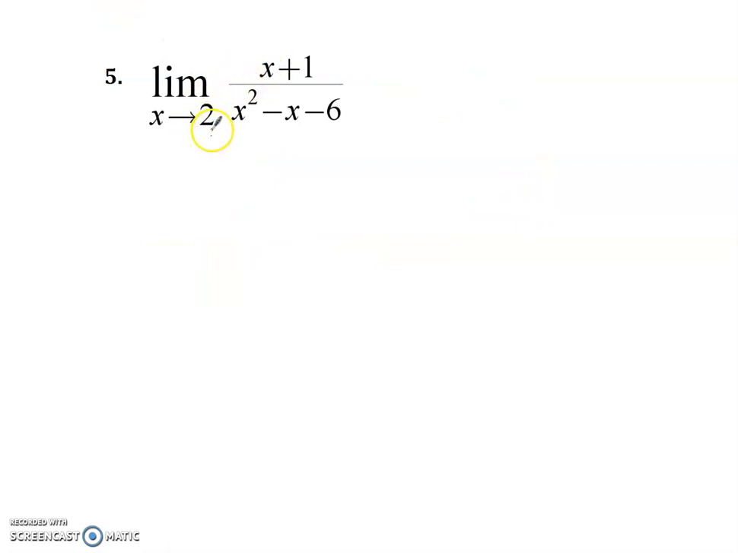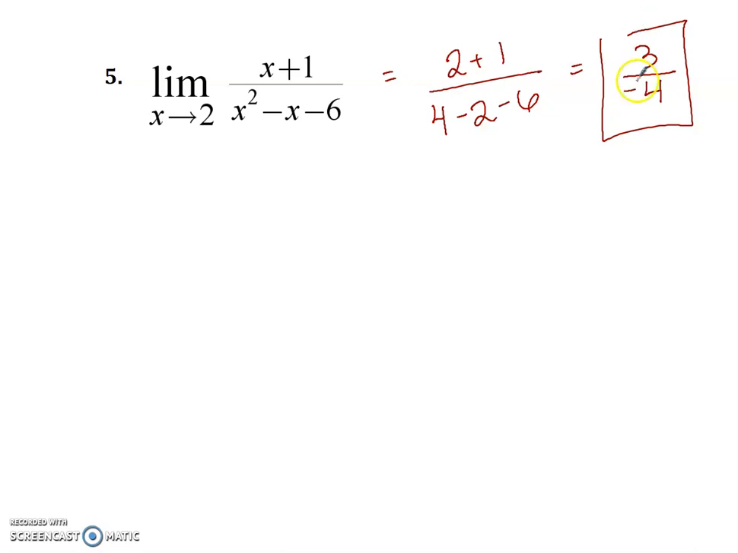So if I look here, if I plug in a 2, that'll give me 4 minus 2 minus 6. That's not going to give me 0 on the bottom. So this one I can just plug in the 2. So this will be 2 plus 1 over 2 squared, which is 4, minus 2 minus 6. So 4 minus 2 is 2, minus 6 is -4, and a 3 on top. So this one, since we didn't get 0 on the bottom, all we had to do was plug it in.